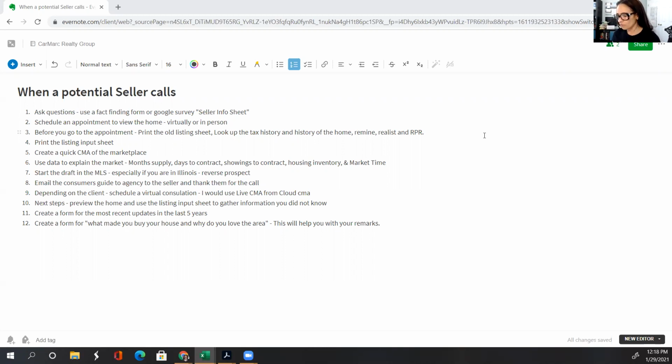Number three, before you go to the appointment, print the old listing sheet. If you are in the state of Illinois, go back to 1980 to find your listing. Look up the tax records and the history. Find Realist, RPR, CoreLogic or MLS Data Co-op. RPR, Realtors Property Resource, is available to all of you who are Realtor members.